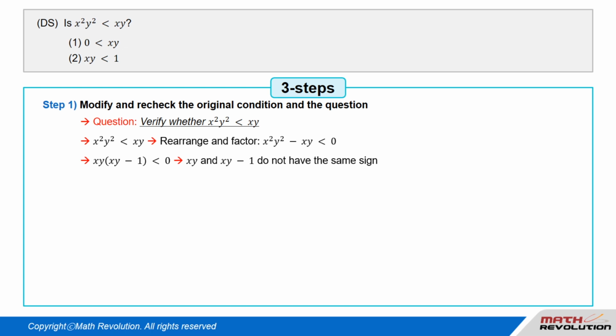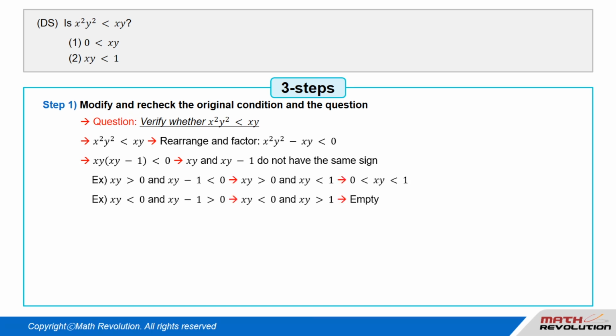x times y times (x times y minus 1) is smaller than 0 means that the factors x times y and x times y minus 1 do not have the same sign. Thus, x times y is greater than 0 and x times y minus 1 is smaller than 0, or x times y is smaller than 0 and x times y minus 1 is greater than 0. That is, x times y is greater than 0 and x times y is smaller than 1, or x times y is smaller than 0 and x times y is greater than 1.